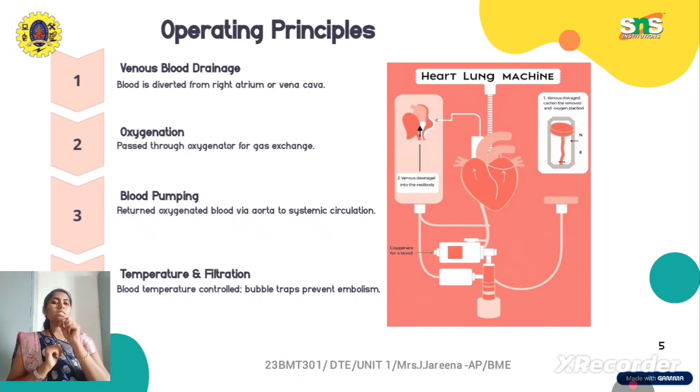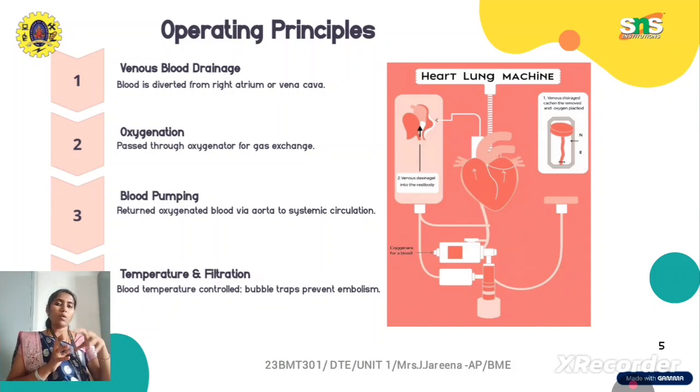So once it is attached, the oxygenated blood that is collected at the end of the oxygenator will be pumped with the help of the pump components. It will travel all the way through the tubing and through the cannula, and then it will reach the aorta. From the aorta it will be circulated throughout the body. That is called systemic circulation. That is the third mechanism.